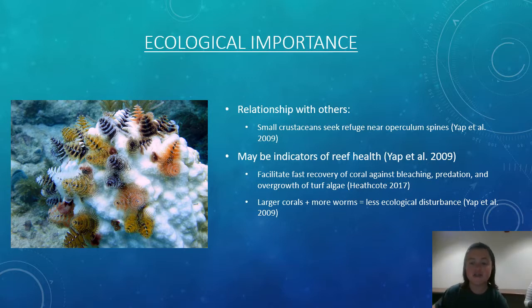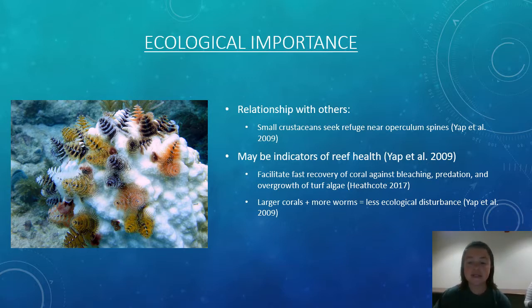So now for just the general ecological importance, relationship with others. Small crustaceans seek refuge near the operculum spines, according to Yap et al. 2009. This is actually where the copepods and amphipods are housed. And like I said in the previous slide, the copepods are actually a parasite. And this is found in Yap et al. 2009 and Tenhove 1994.